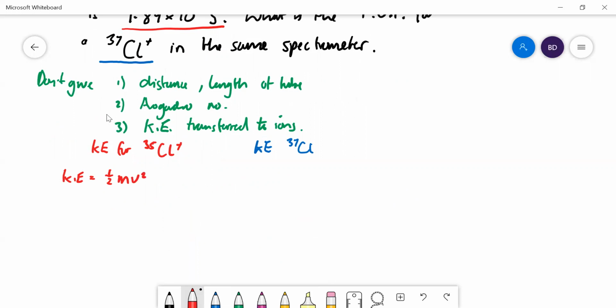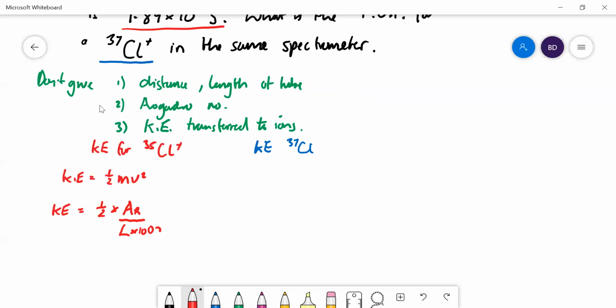So let's do that for the 35 Cl. The kinetic energy is equal to a half multiplied by the molar mass of chlorine, the AR. Of course, we want the mass for one ion, not a mole of ions, so we've got to divide that by L, and we should be measuring that in kilograms, so we've got to divide it by 1,000.